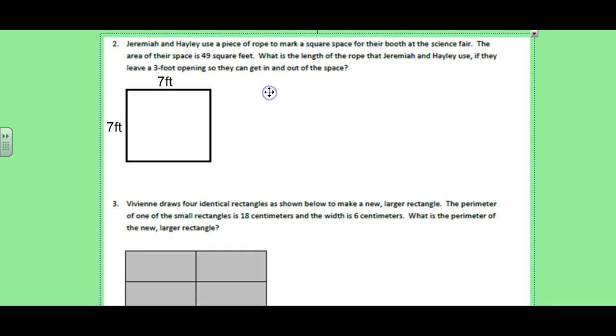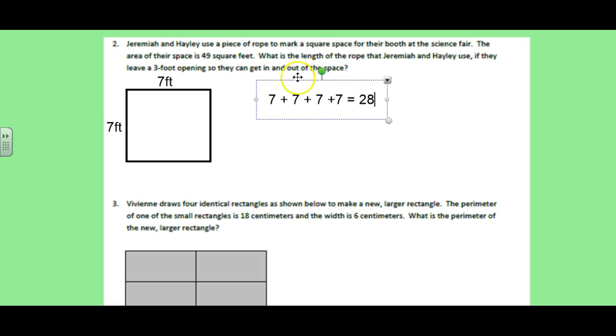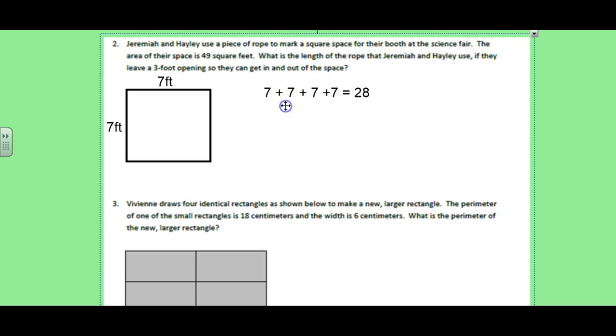So to find the perimeter, we would have to do 7 plus 7 plus 7 plus 7, and that would leave us with what the perimeter of their booth would be. And we know that 7 plus 7 plus 7 plus 7 is the same thing as 4 times 7, and I know that 4 times 7 is 28. So if the whole perimeter of their space is 28, but they want to leave a 3-foot opening, then I have to take 28 minus 3, and I know that 28 take away 3 is going to be 25.